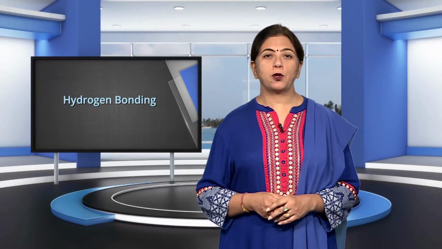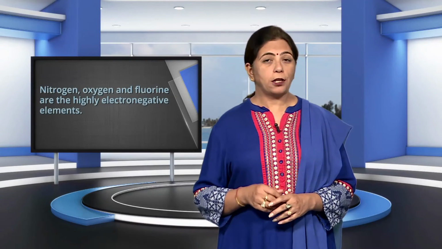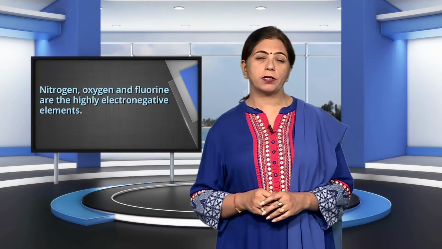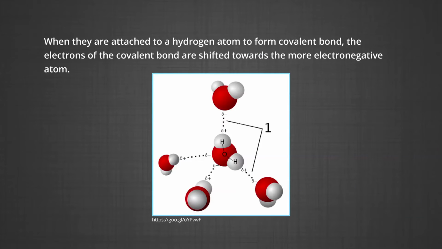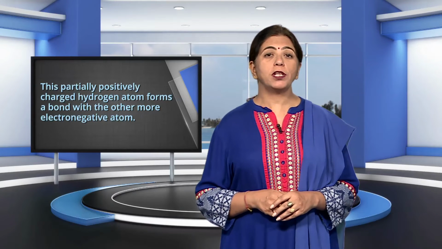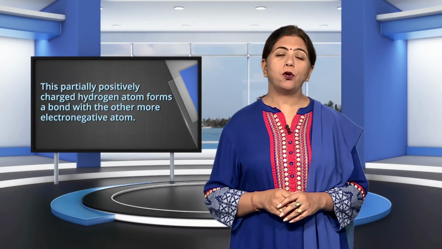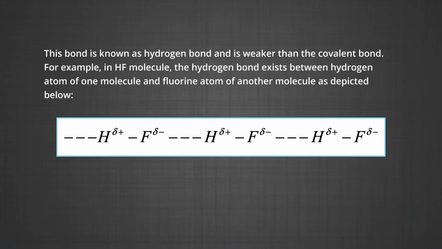Now, let us discuss hydrogen bonding. Nitrogen, oxygen and fluorine are highly electronegative elements. When they are attached to a hydrogen atom to form a covalent bond, the electrons of the covalent bond are shifted towards the more electronegative atom. This partially positively charged hydrogen atom forms a bond with the other more electronegative atom. This bond is known as a hydrogen bond and is weaker than the covalent bond.